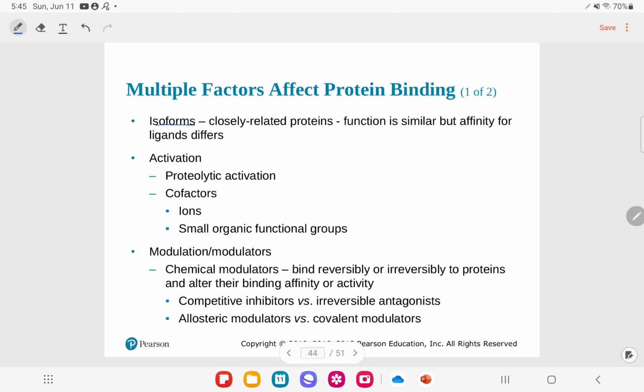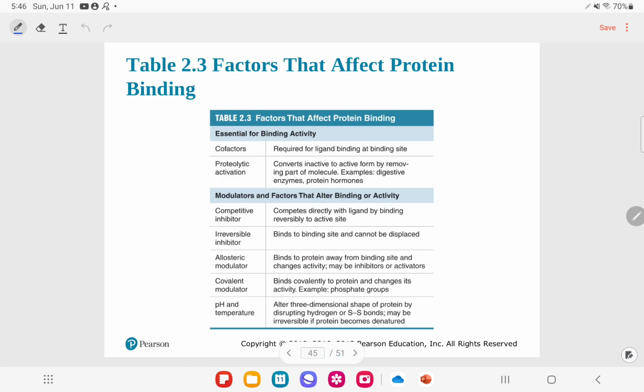Such as adult hemoglobin versus fetal hemoglobin, right? And there are other factors that affect protein binding, such as activation, right? This protein needs to be activated via proteolytic activation, and cofactors. So some proteins need cofactors, such as ions or small organic functional groups, for them to actually be functional, for that protein to be functional. And we have modulation or modulators, right? These are chemical modulators that will bind reversibly or irreversibly to proteins and alter their binding affinity, or their binding activity. We have competitive and non-competitive inhibitors, allosteric modulators, and covalent modulators, right?